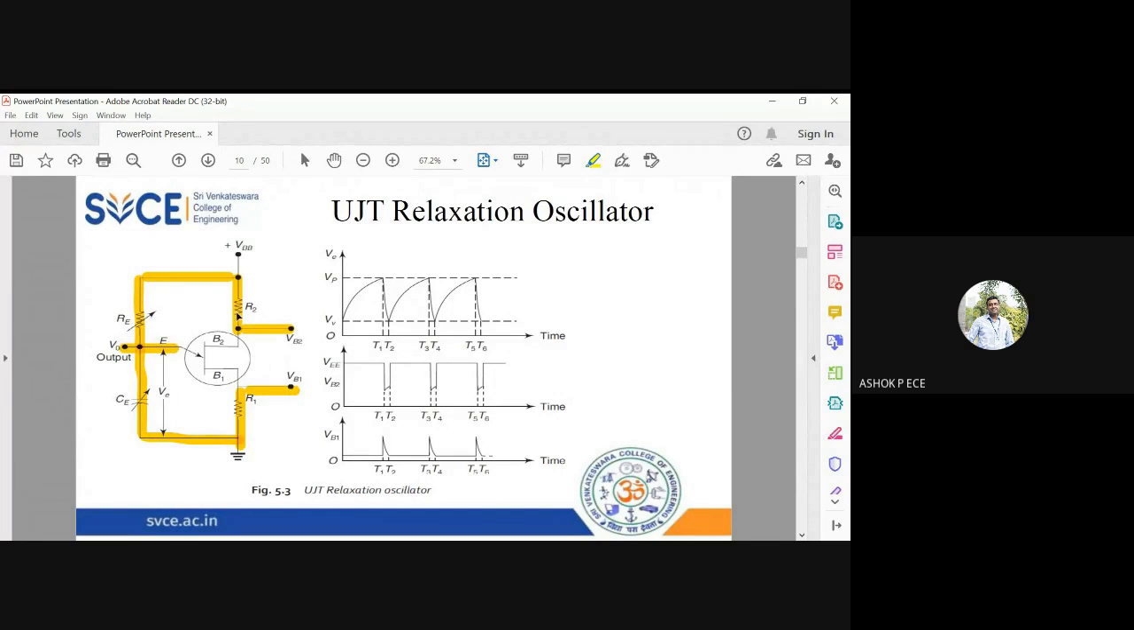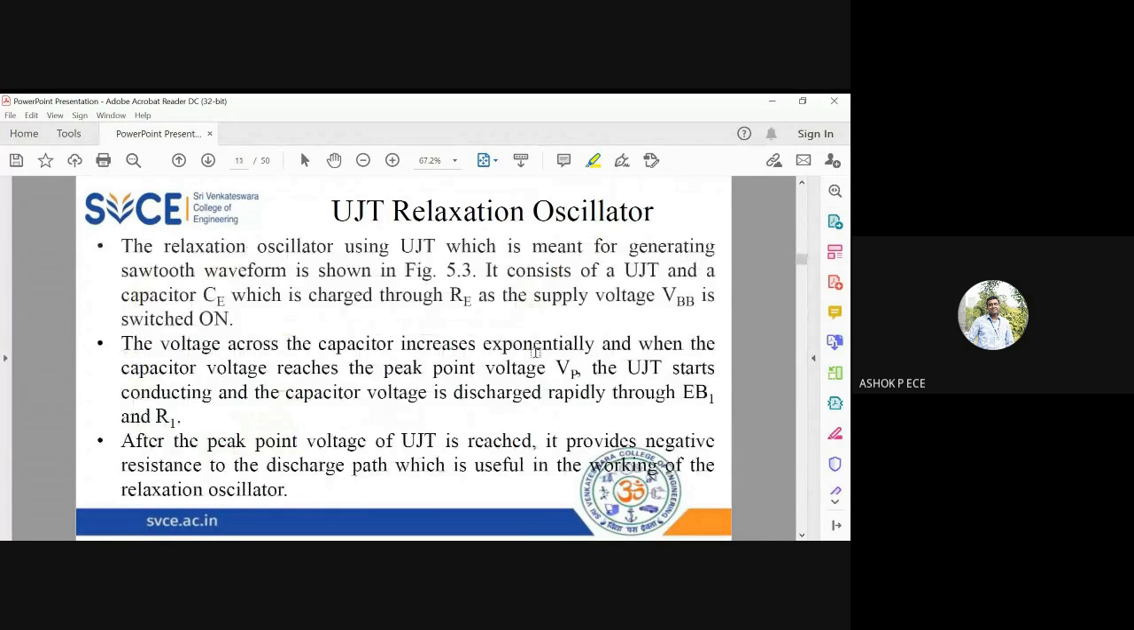So if this circuit is designed with proper values of RE and CE, what they are saying is this circuit will give out sawtooth waveform. So this is the output of the circuit when you take from the emitter. And we'll see the working. So the relaxation oscillator is a common term used for generating sawtooth waveform.